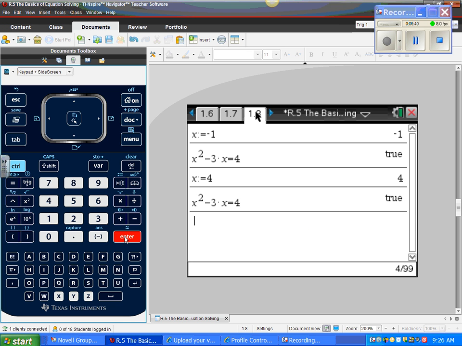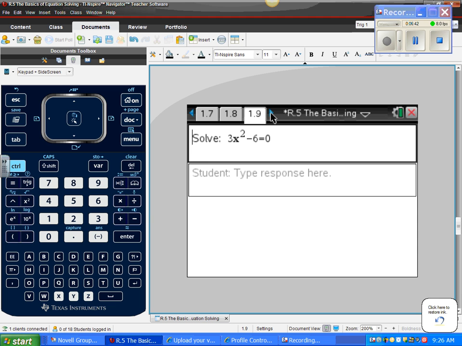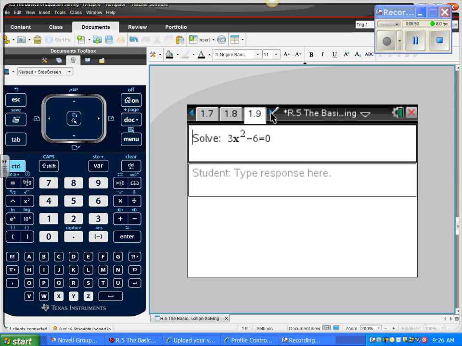All right, next page. Let's try 3x squared minus 6 equals 0. Now, this is a quadratic. However, it is not a quadratic that looks like it's easily factored. So let's start by doing what we can with it. Some of you might say, okay, well, there's a GCF. I can pull that out, right? Well, sure, you can. Is it going to do much for you? Well, you could do it this way.